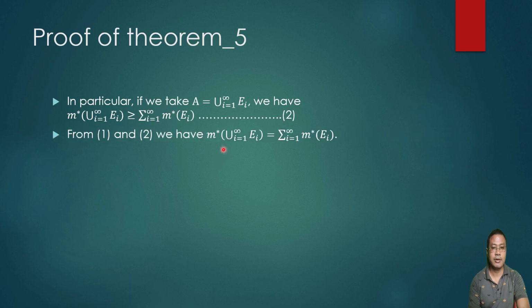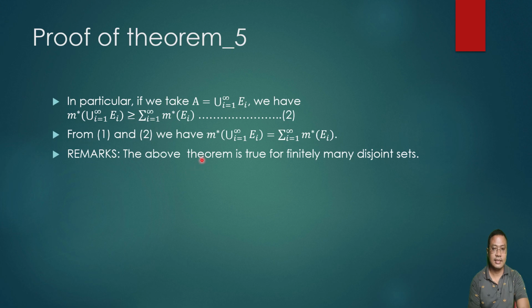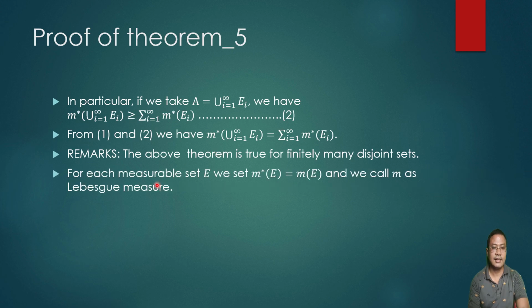So in case of a disjoint sequence of sets, the outer measure of their union is equal to the sum of the outer measures of the individual sets. And this is true also for a finite disjoint union. For each measurable set E, we have outer measure of E equal to the measure of E. So if E is a measurable set, we will drop this star and simply write m(E). And we call m the Lebesgue measure.